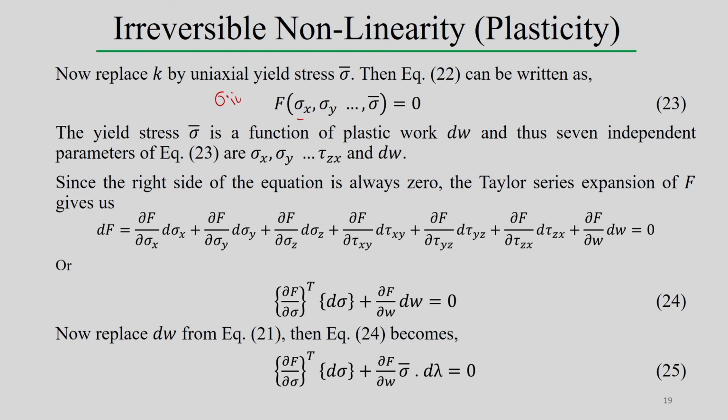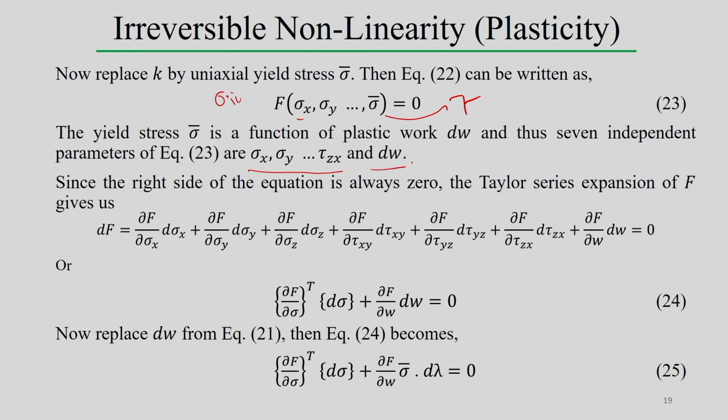Then this functional form can in general be written as sigma x, sigma y, sigma z, tau xy, tau yz, tau zx, and sigma bar. So, we can see there are 7 components: 6 are the stress components, and k can be replaced by the uniaxial stress value sigma bar. Now, this yield stress sigma bar is a function of the plastic work dW. So, the 7 independent parameters of this equation are sigma x up to tau zx, and dW.